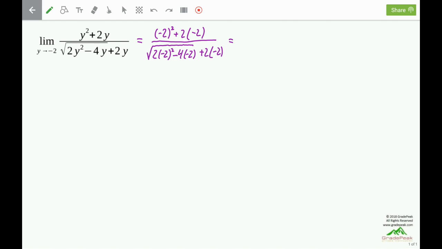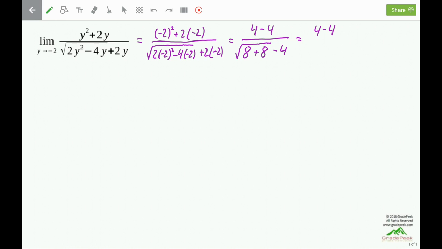In the numerator, -2 squared is 4. A positive 2 times a -2 is a -4. In the denominator, we have the square root of -2 squared is 4 times 2 is a positive 8. And then a -4 times a -2 is another positive 8. And then 2 times a -2 is a -4.